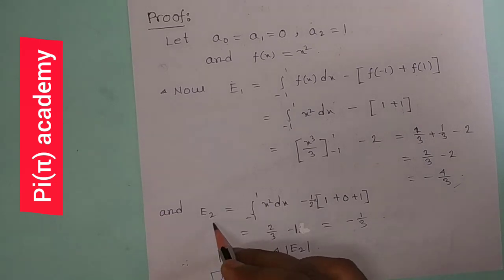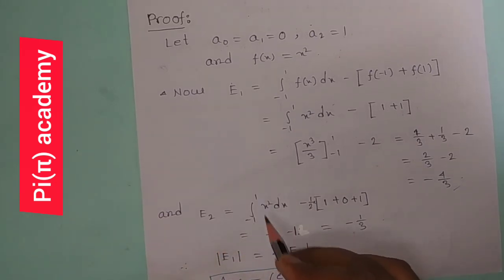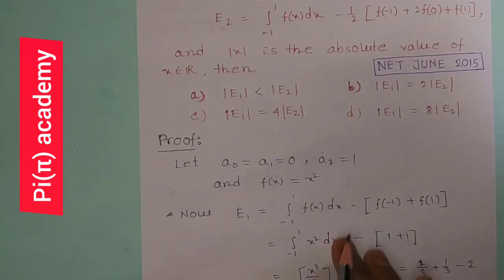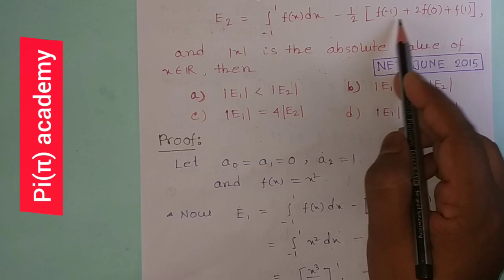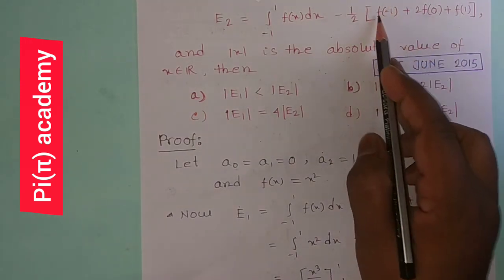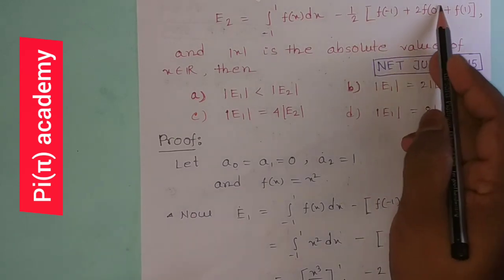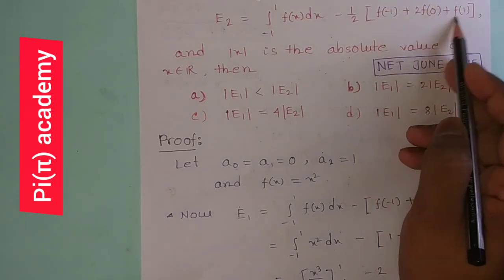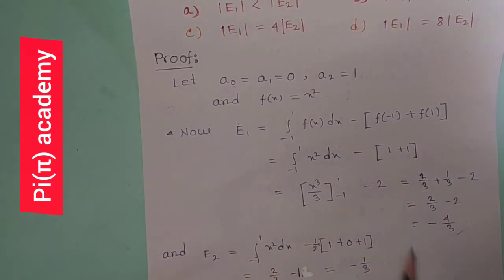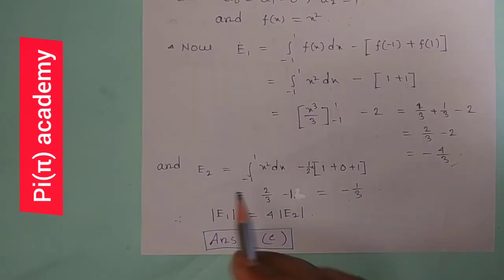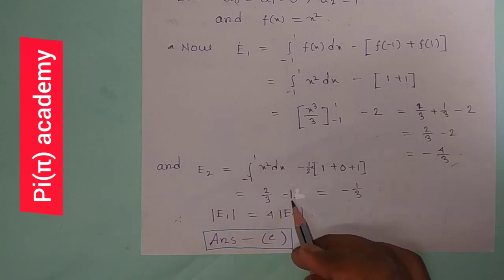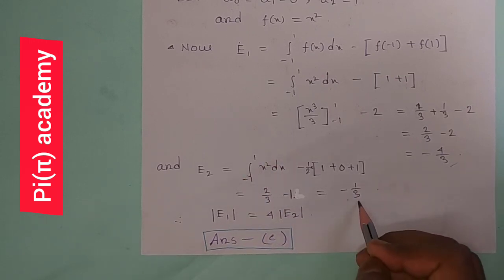Similarly, calculating e2, that is the integral from minus 1 to 1 of x square dx, and the definition of e2 is given as half into f(minus 1) plus 2 into f(0) plus f(1). Here f(minus 1) equals 1, and f(0) is 0, and f(1) is also 1. Therefore e2 equals 2 by 3 minus 1, that is minus 1/3.